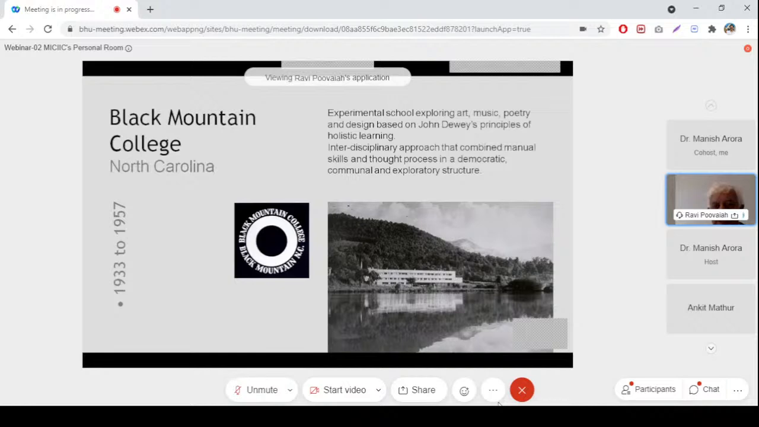Okay, and they adopted John Dewey's principles of democratization as well as holistic learning, right? So it was an interdisciplinary approach that combined manual skills and thought process in a democratic, communal, and exploratory structure. This has very big significance to social design because social design spaces work in this way.